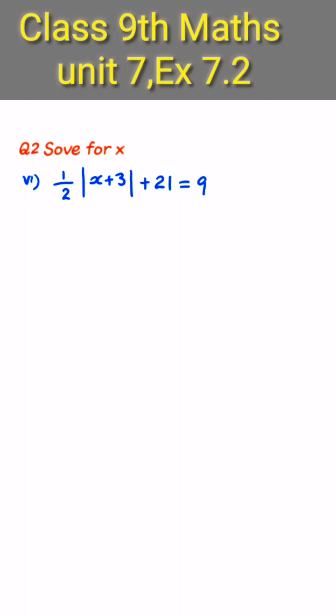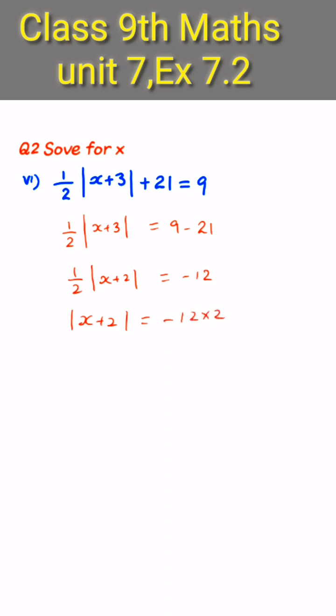Part number 6. First of all, we will shift plus 21. We will get 1 by 2 absolute value of x plus 3, 9 minus 21, 1 by 2 minus 12. Now absolute value of x plus 2 will be equal to minus 12 multiplied by 2. Absolute value of x plus 2 is equal to minus 24.